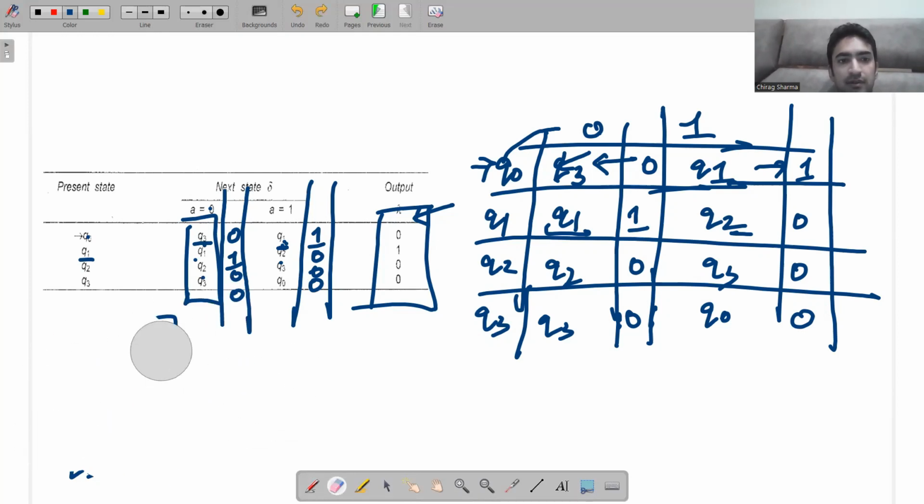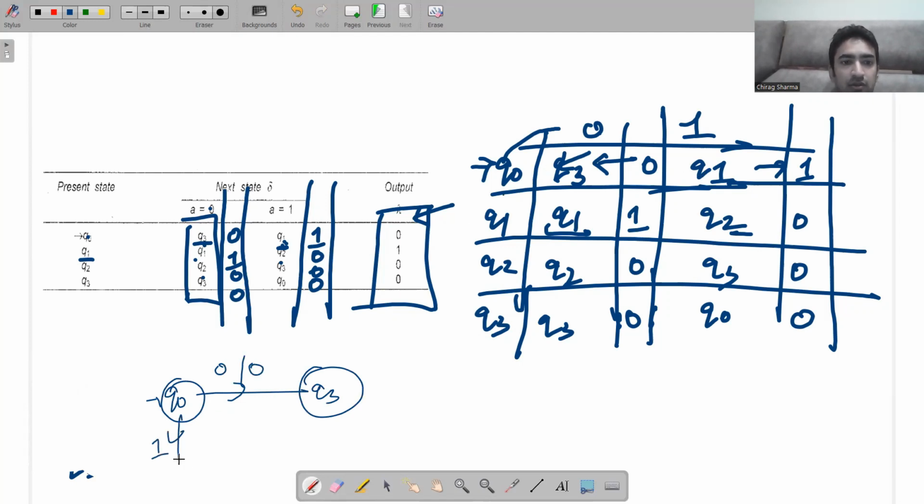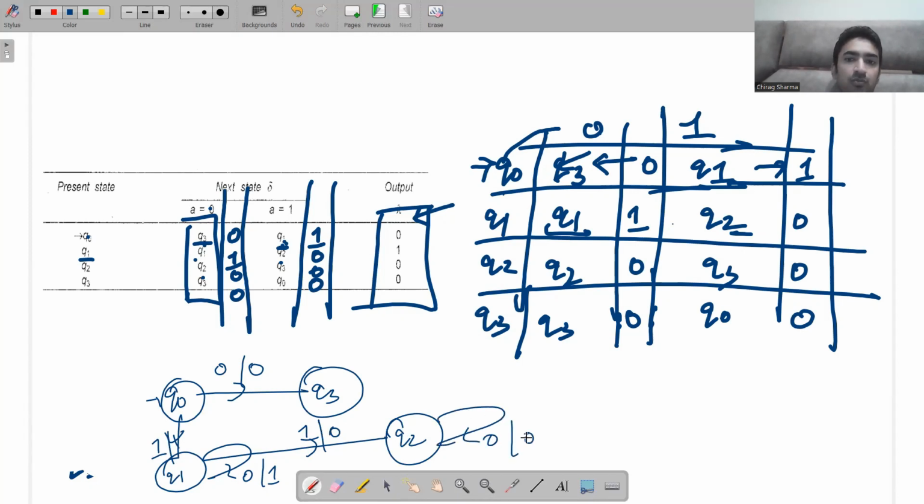Just see, I'll be drawing in this because I need space. So I have Q0. When it is given 0, it goes to Q3 and the output of that transition is 0. Q0 when it is given 1, it goes to Q1 and the output of that transition is 1. Q1 when it is given 0, it goes to itself, output of that transition is 1. Q1 when it is given 1, it goes to Q2. The output of that transition is 0. Q2 when it is given 0, it goes to itself, the output of the transition is 0. Q2 when it is given 1, it goes to Q3 and the output of that transition is 0.